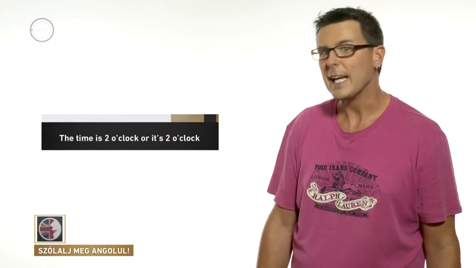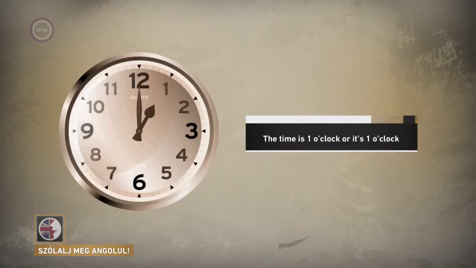We know that AM and PM mean in the morning and in the afternoon, so we use them to give more information. It's 6 o'clock PM. Now we know that it's evening, not morning. Okay, let's practice telling the time. Look at the pictures of the clock and say what time it is.